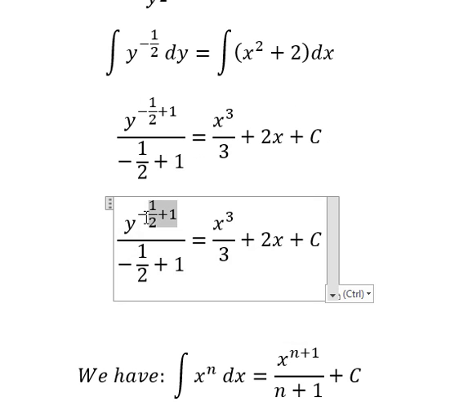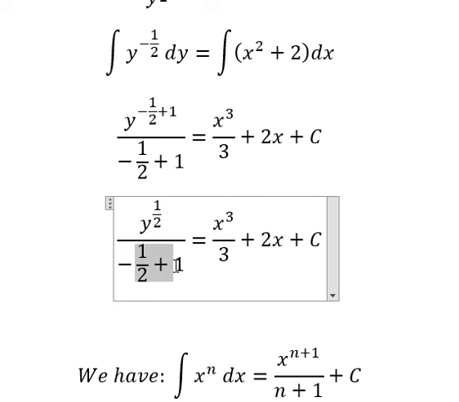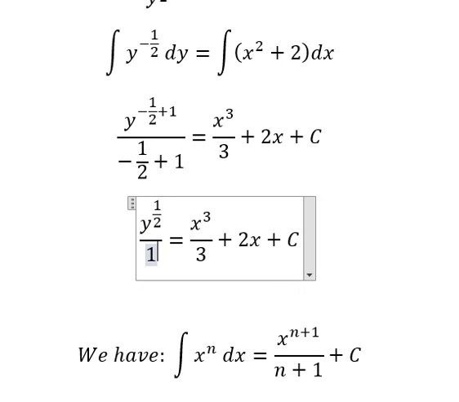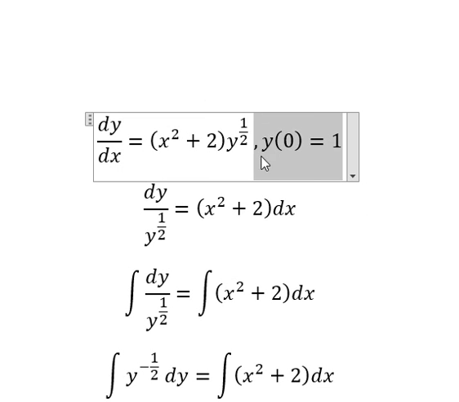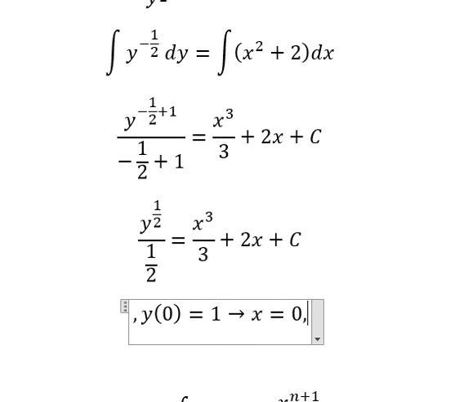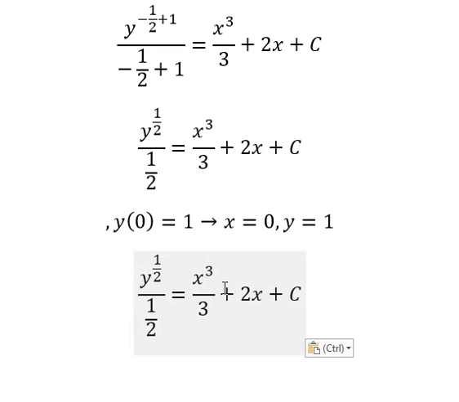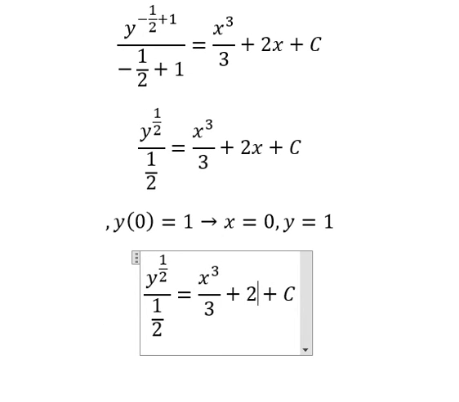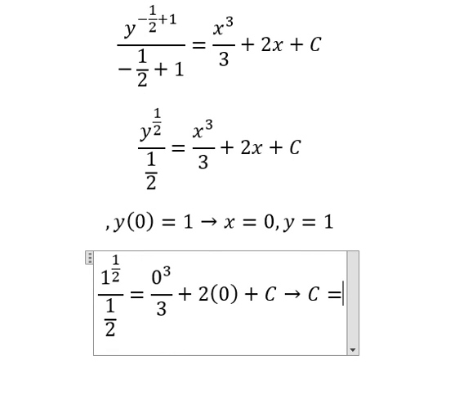So this one we have 1/2, this one we have 1/2. Now we have the conditions. So we have x equal to 0, y equals 1. So I will put 0 here, 0 here, 1 here, and now we can find the value of c equals 2.